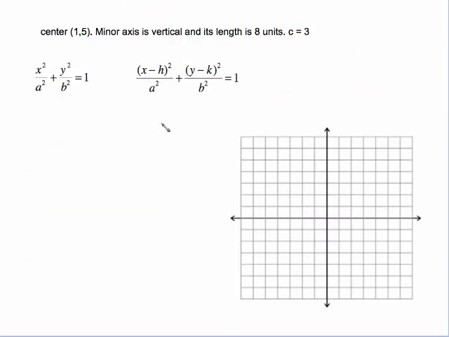Same set of directions, but now we have a different center. The center is 1, 5. As soon as we know the center is 1, 5, I can't use that short form. I have to use this, and I'm going to put that on the graph: over 1, up 1, 2, 3, 4, 5.